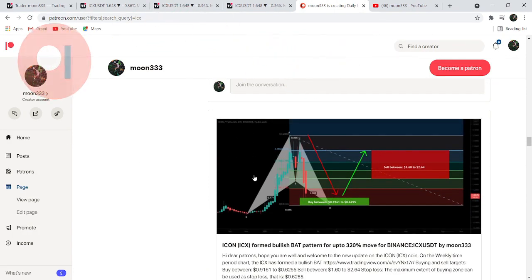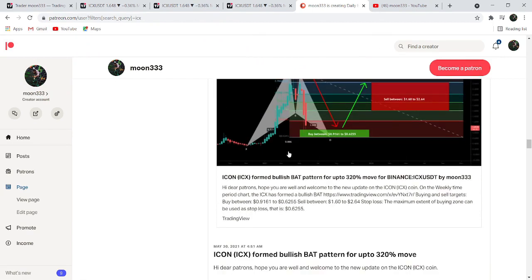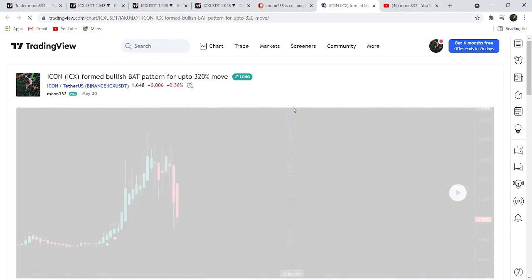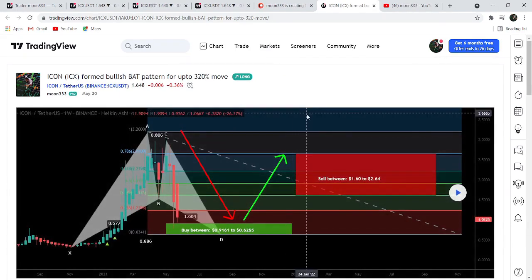So let's begin the video, but I would like to begin with this very big bullish harmonic pattern that I shared for my members at the Patreon in May 2021, when the price line was completing the final leg of a very big bullish reversal harmonic move, and that was the bullish bat. And I was expecting a big move from here up to 320%, and you can see that the price line reversed bullish from this potential reversal zone.